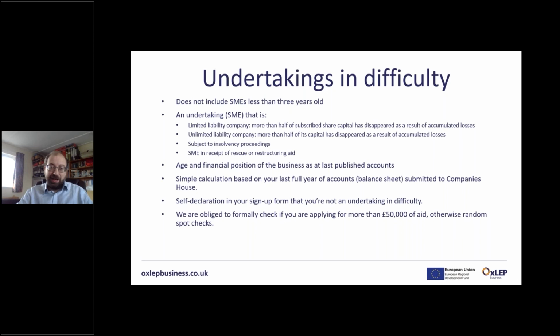This does not include any business that is less than 3 years old. And it is, I'm sure some people will have heard me talk about this, a line in the sand, a fairly inflexible line in the sand, that's written into the regulations to ensure that only viable businesses receive support from the programs. So an undertaking that is a business is an undertaking in difficulty if more than half of its subscribed share capital, or its capital for an unlimited liability company, has disappeared as a result of accumulated losses.